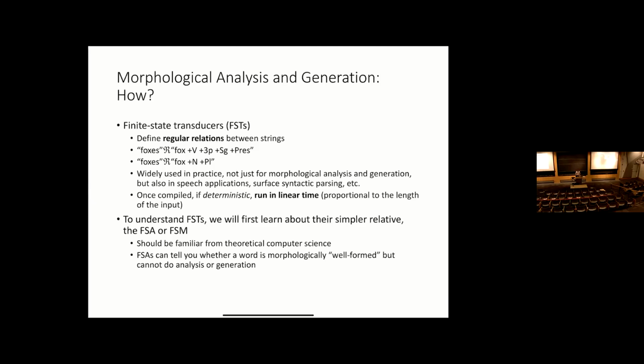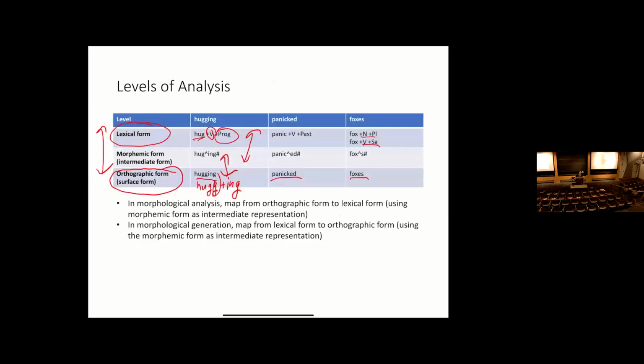I didn't see some questions in the chat. Let's go back here just a minute. So the caret here means a morpheme boundary, a boundary between morphemes. And the hash mark means word boundary. So that means end of word.